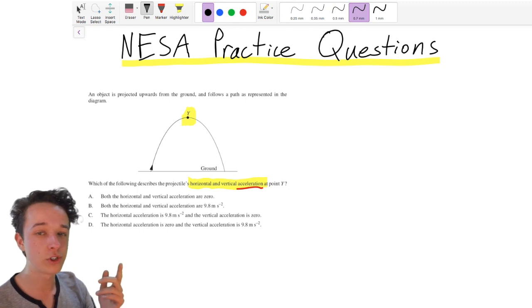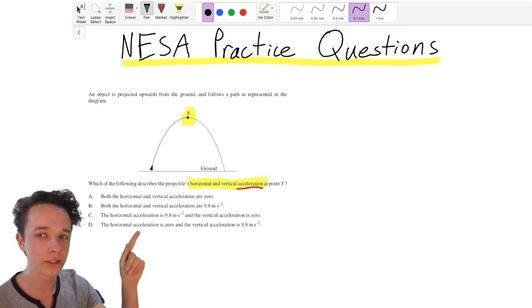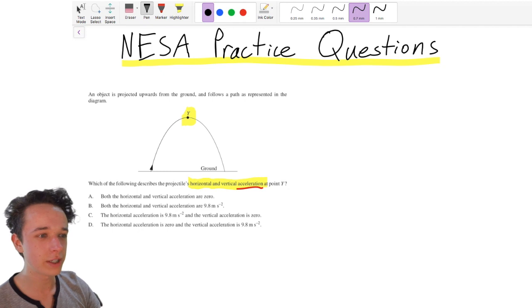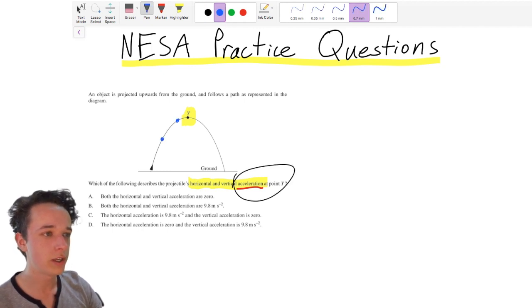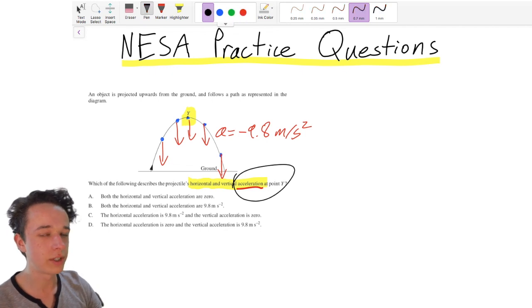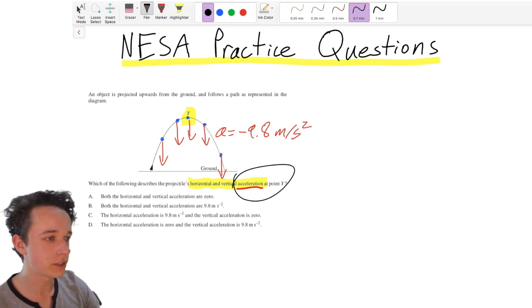So if you've watched the projectile motion theory video that I did, link in the top right, you'll know that the acceleration at every point in the projectile's motion, including this point Y, is just negative 9.8 in the vertical direction, right? Due to gravity. So this acceleration is just negative 9.8 meters per second squared. So that's the only acceleration that projectiles in HSC physics have. So let's look at the options and see which one best describes that.